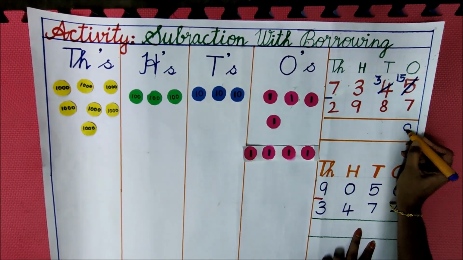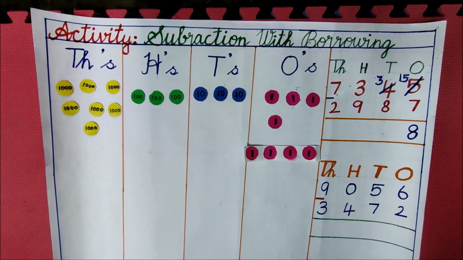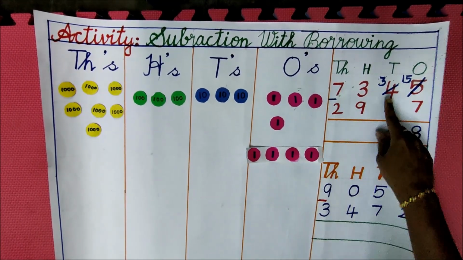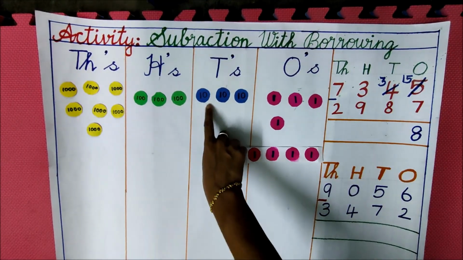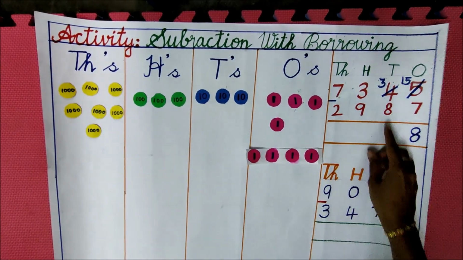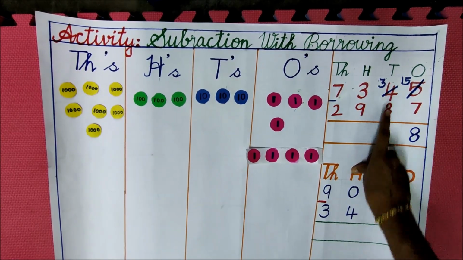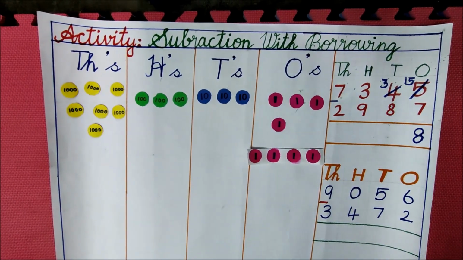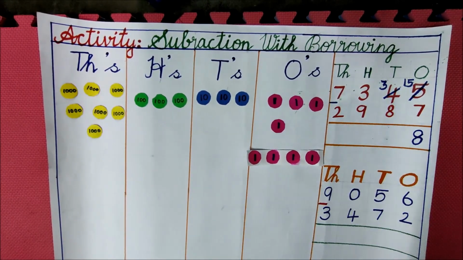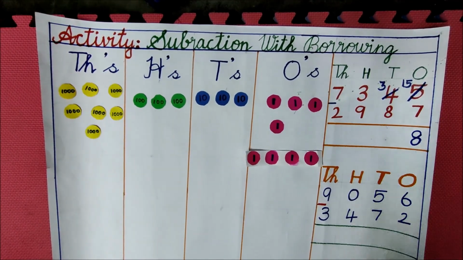Okay children, yes. Now move on to tens place. See here we have number 3. So here also we have number 8. So we have to subtract 8 from 3. Is it possible to subtract 8 from 3? No. So 3 is a small number when compared to 8. So what we have to do? We have to borrow from hundreds place.